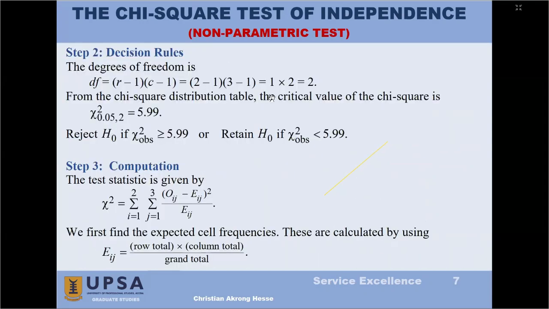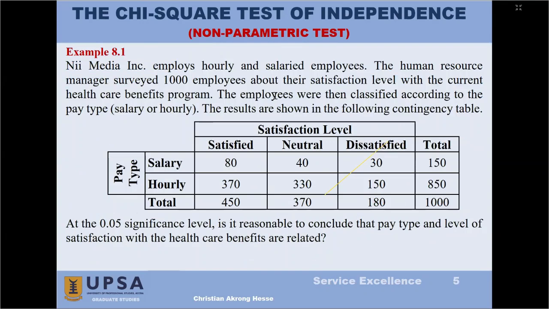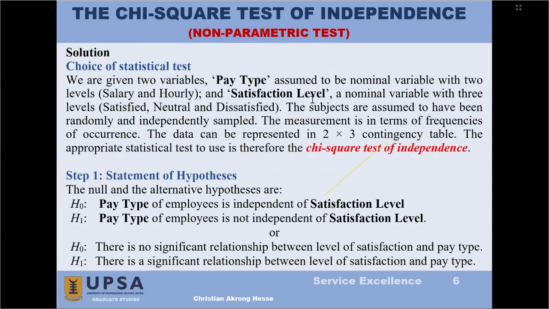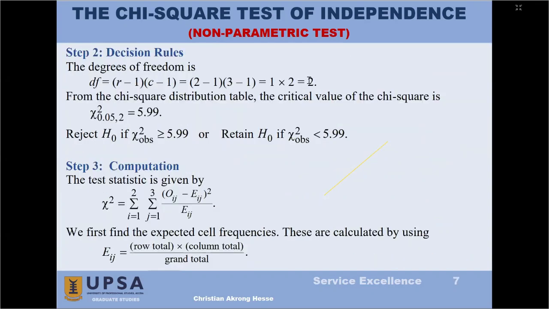Here, what will be the degrees of freedom for this question? 1 times 2, which is equal to 2. So that's how I got these 2. It is the number of rows minus 1 times the number of columns minus 1. That will be 1 times 2, which is equal to 2.